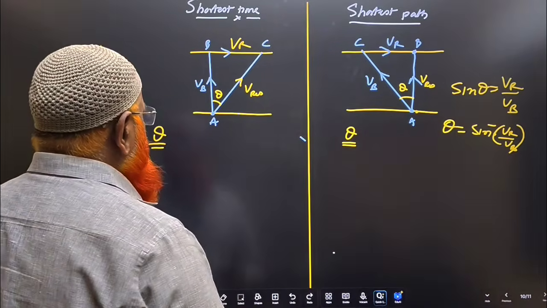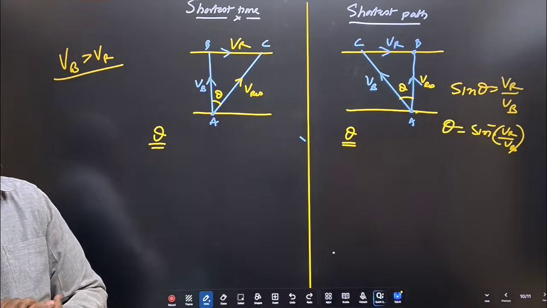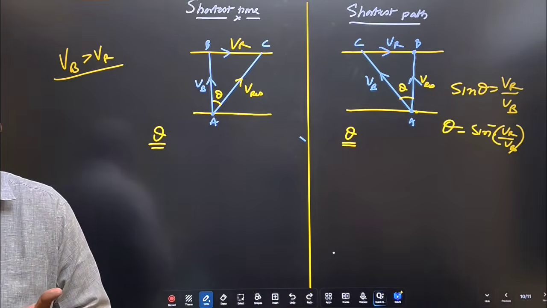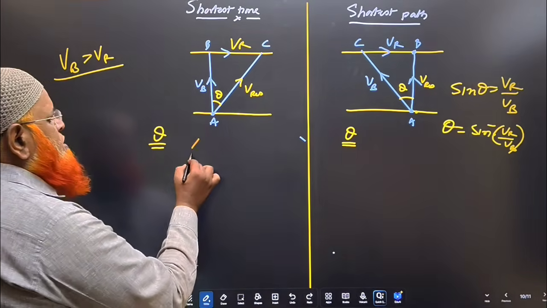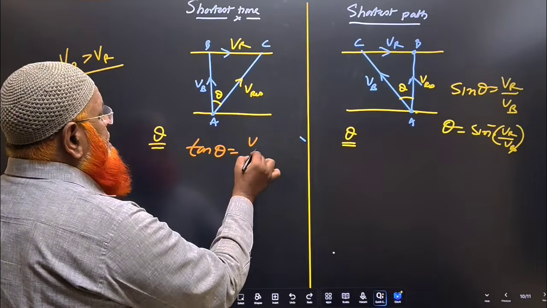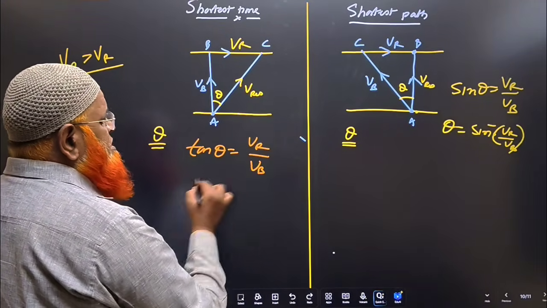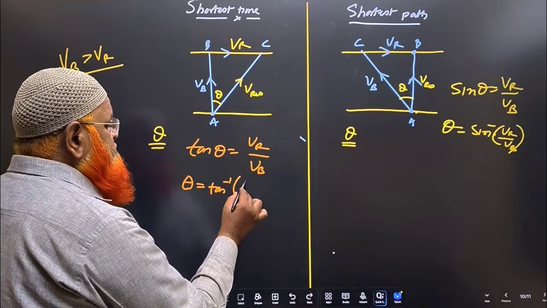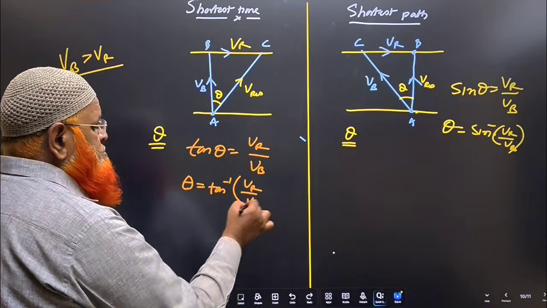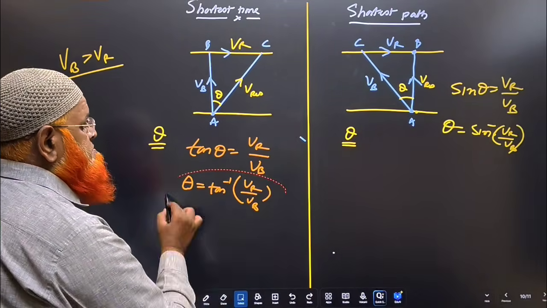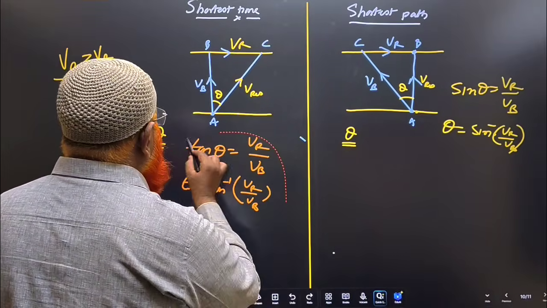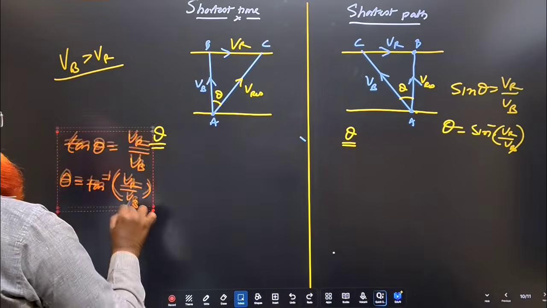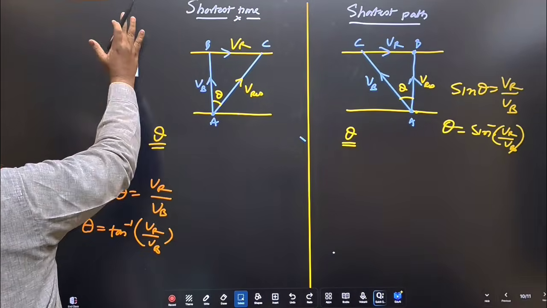Okay, now just see here. So in this case I know the opposite side by adjacent side. Is it not common sense? Yes. So what do you do now here? Tan theta is equal to opposite side by adjacent side, VB by VR. So therefore theta is equal to tan inverse of VR by VB. So I got the simple thing, this one. Okay, I know the value of theta here.